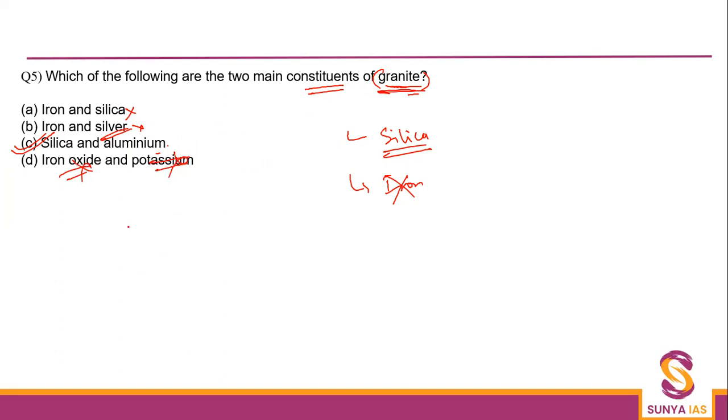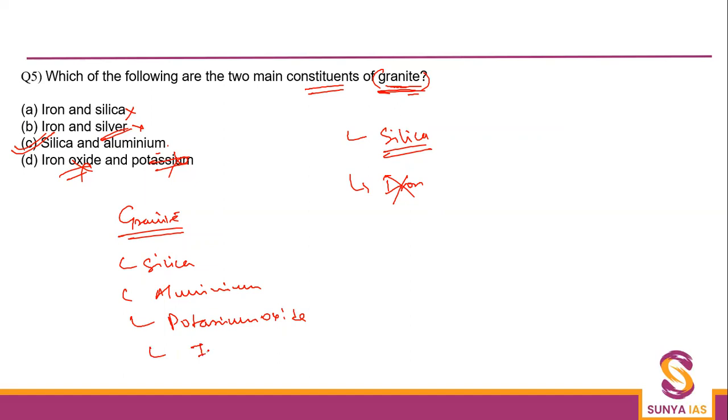ठीक है. अगर granite के बारे में आप if you talk about granite, then basically it has silica. Okay, it has aluminium. Silica is the maximum, around 70%. Then it has potassium oxide. Okay, it has potassium oxide, but again potassium oxide is also very less. And then it has very, very less iron, and lime is also present. Lime around 1% के आसपास है, iron around 2% के आसपास है. Potassium oxide is somewhere around 3%. Aluminium is somewhere around 10 to 12%, and silica is around 75 to 80%.